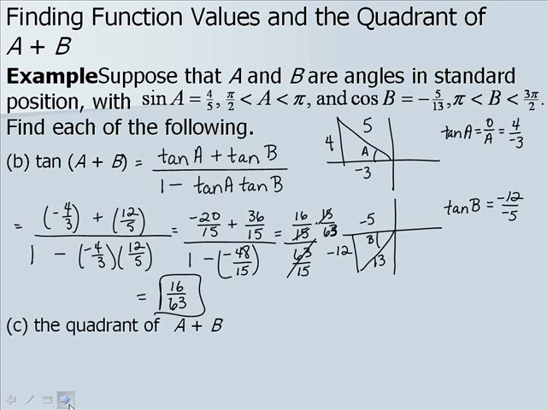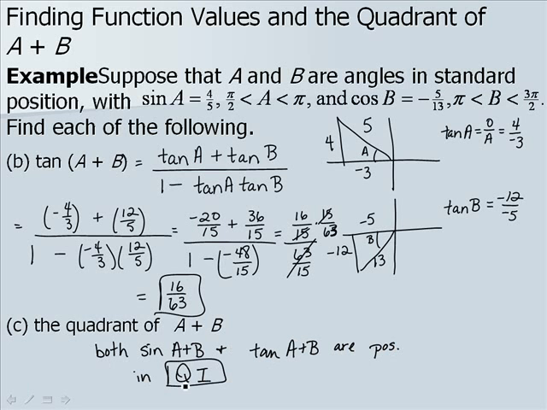The last part we want to do is find the quadrant of a plus b. Since both sine and tangent are positive, the only place that that's true, so I'll write that out, both sine of a plus b and tangent of a plus b are positive, that only happens in quadrant 1. So we know that quadrant 1 is where a plus b lies.